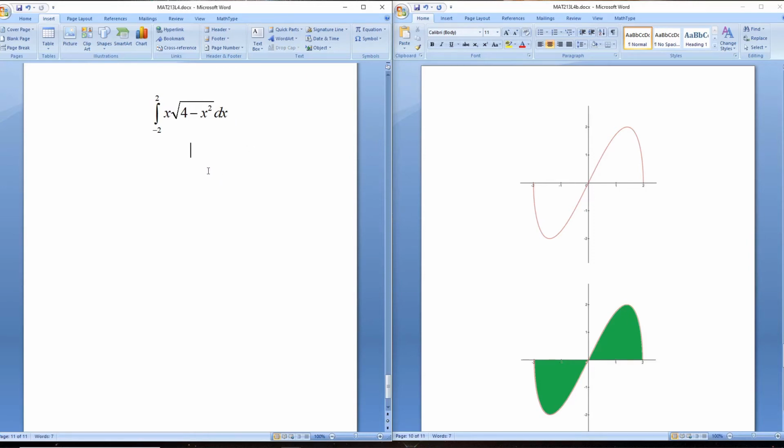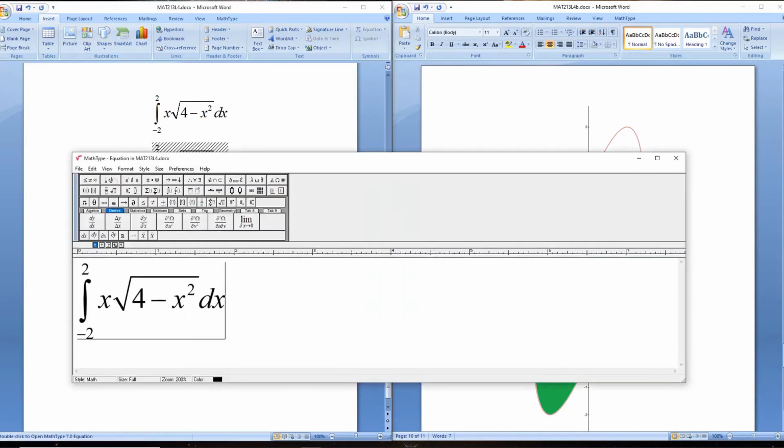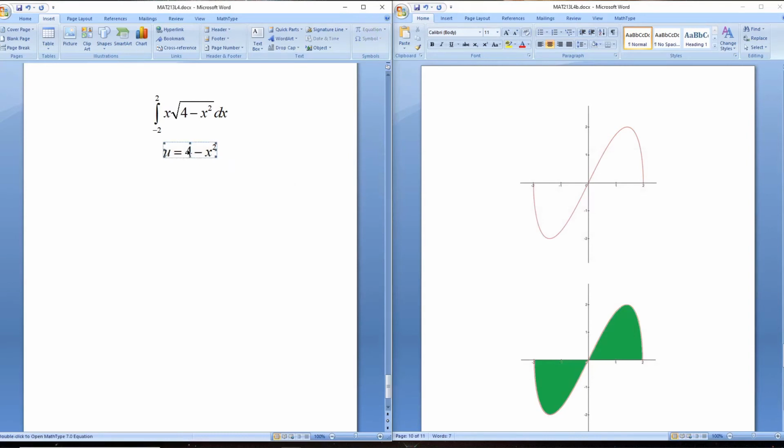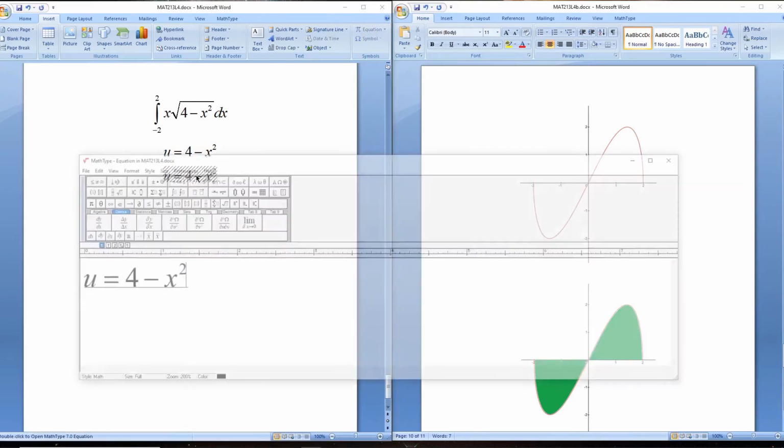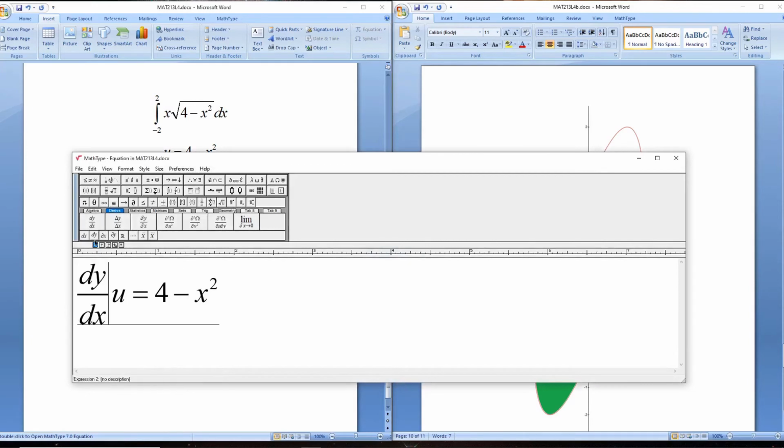So this is a substitution integral. Again, we have a polynomial of x and another one of 4 minus x squared. They differ by 1 degree, so the best route here would be to choose the higher degree polynomial. And once we define u, we'll take the derivative with respect to x. So the derivative of 4 is 0, and the derivative of minus x squared is minus 2x.